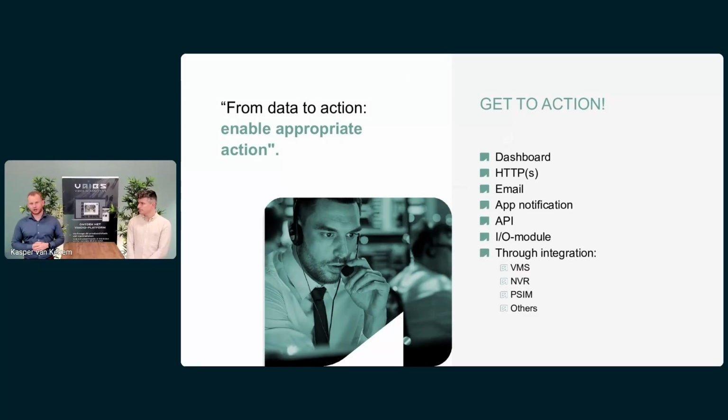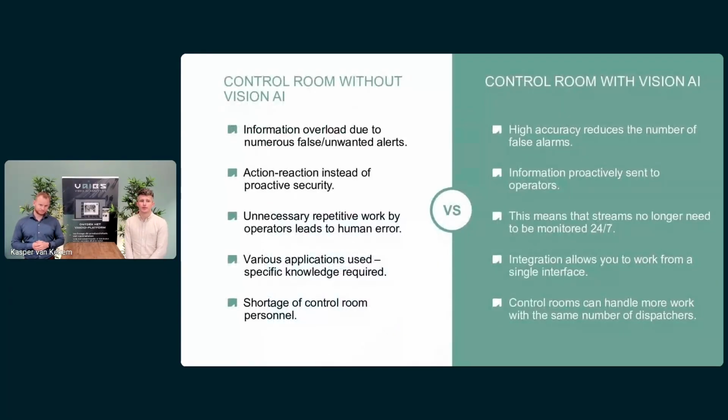Of course, there are a lot of integrations around. There is an infrastructure running. The system needs to cooperate with these systems, whether it's VMS, NVR, PSIM, or whatever system it is. So when we talk about getting to action, we go to the control room because that's where the most action is happening. So let's take a look at the benefits of a control room with Vision AI compared to a control room without Vision AI.